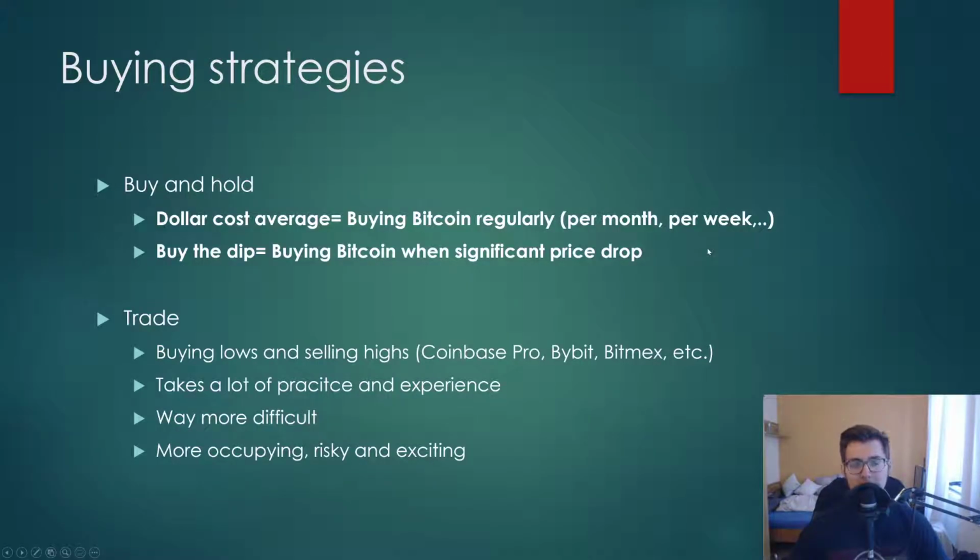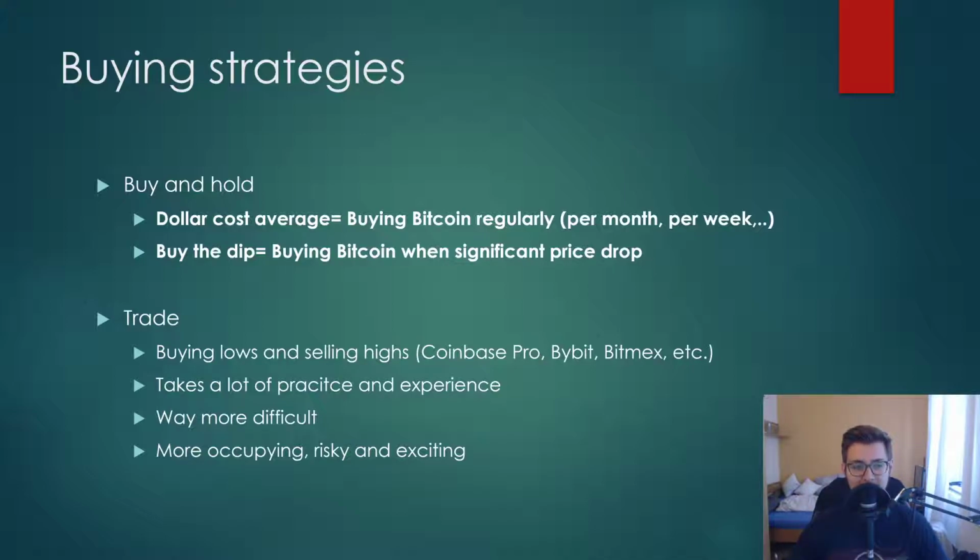So buying, basically, in the next 2 slides. Buying strategies of Bitcoin and how to buy it, actually. There are very simple ways, and these are dollar cost averaging and buying the dip. These are buy and hold strategies, and I do think that these two are the best for the average Joe who doesn't want to be occupied, who already has a job and does things on a regular basis, and has a life, basically.